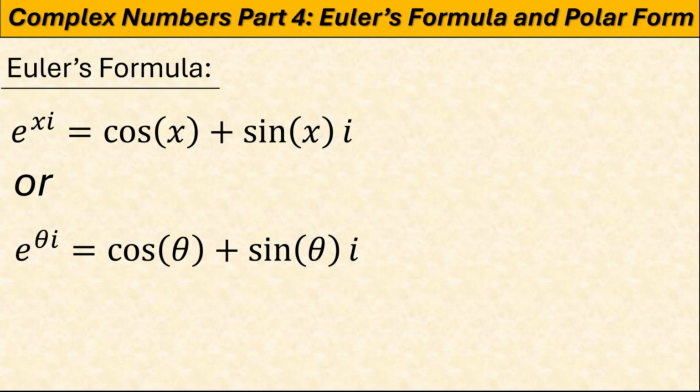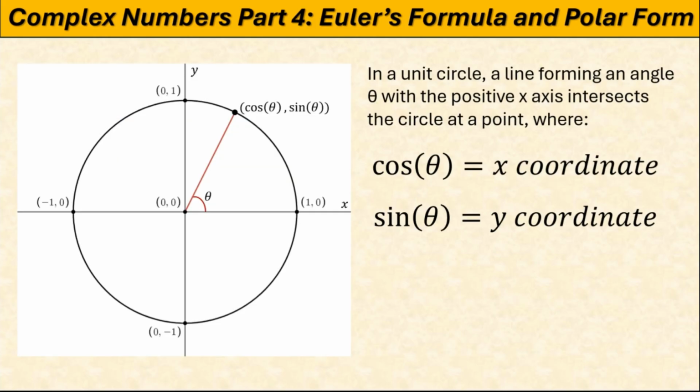Euler's formula states that e raised to the xi power is equal to the cosine of x plus the sine of x times i. It can also be stated using theta instead of x, which, as we went over in part 3, is often used for angles. And since sine and cosine are used with angles, expressing the formula using theta is often better.